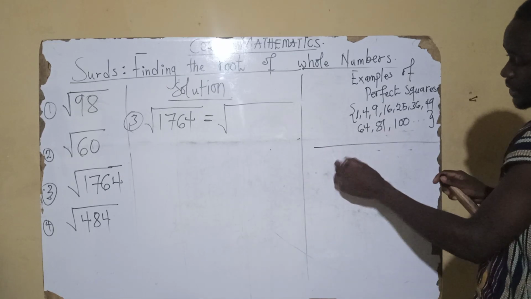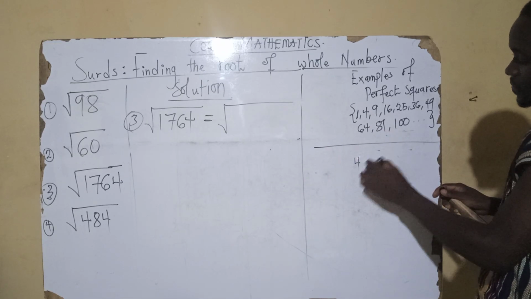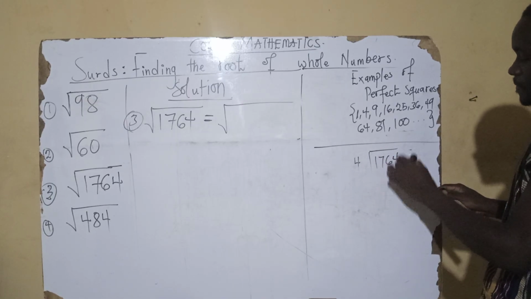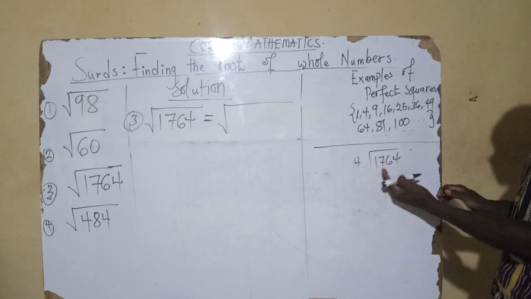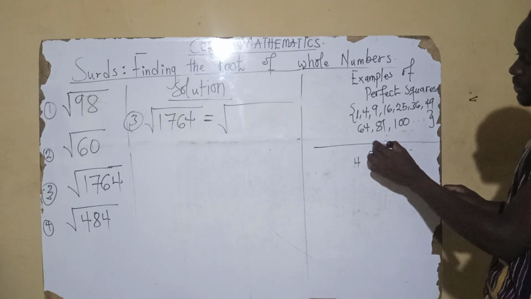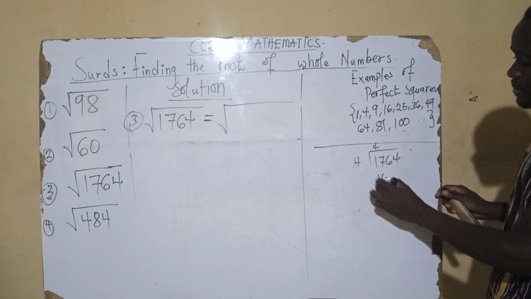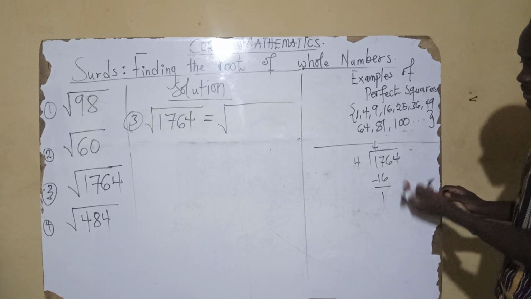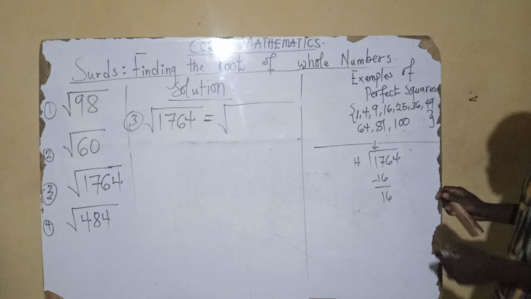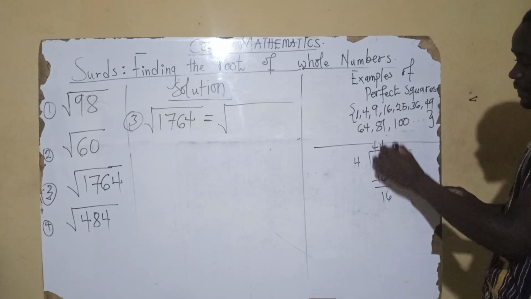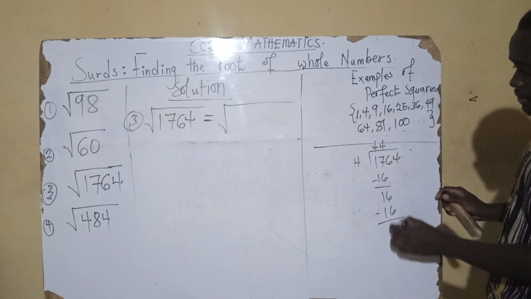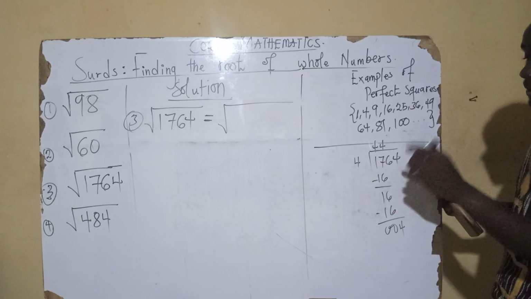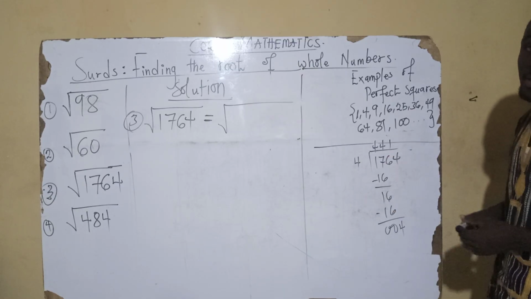So let me pick 4 and see with the help of the long division. Now, how many times does the 4 go into 1764? 4 goes into 17 how many times? It goes into it 4 times, so I have 16, remainder 1. So I'll add the 6 to it, making it 16. 4 goes into 16 4 times. I have 16, remainder of what? 0. I'll bring the 4 down. It goes into it 1. So I'm getting 1 here. I get it. Very good.